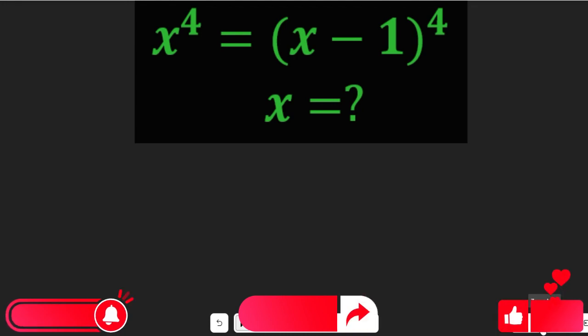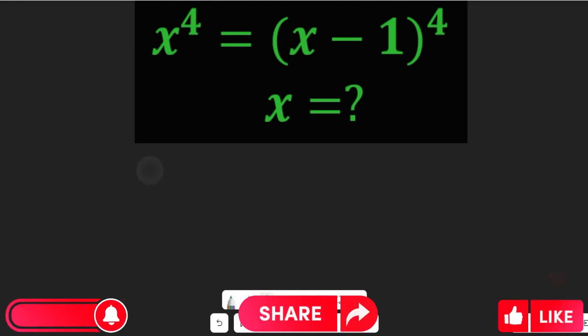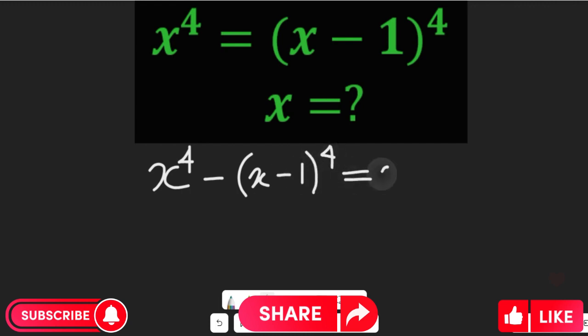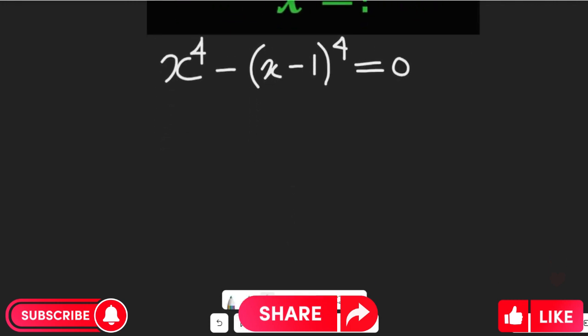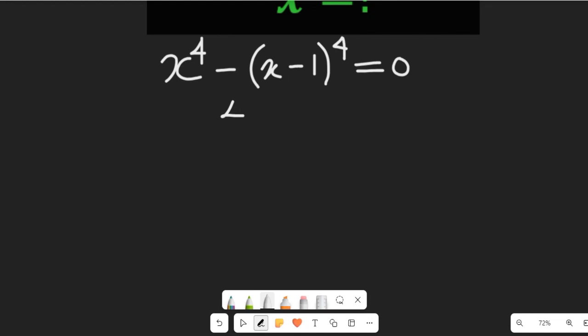And when we do that, we are going to have this expression become x to the power of 4 minus (x minus 1) all to the power of 4, and this will be equal to 0. Great. Now, having achieved this, I want us to bear in mind that 4 can be equal to 2 multiplied by 2, right? So if 4 can give us 2 multiplied by 2, we can replace the 4 in that expression with 2 multiplied by 2.